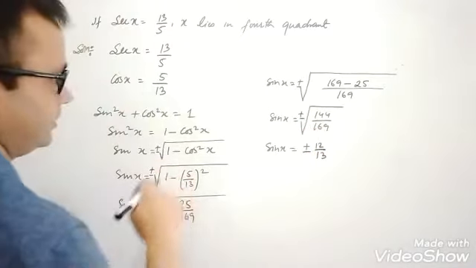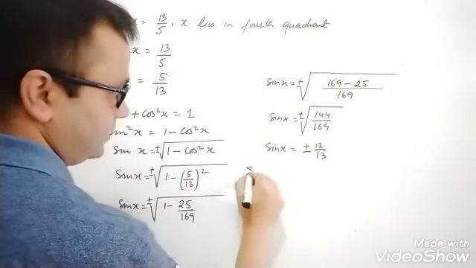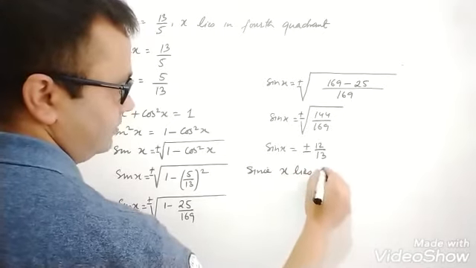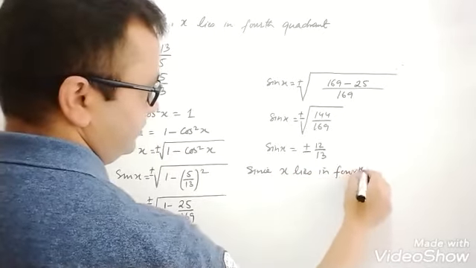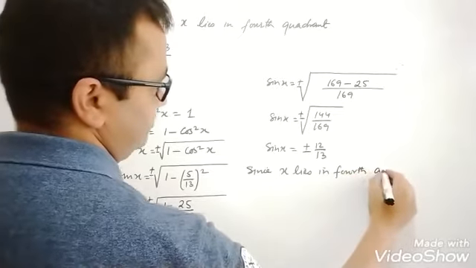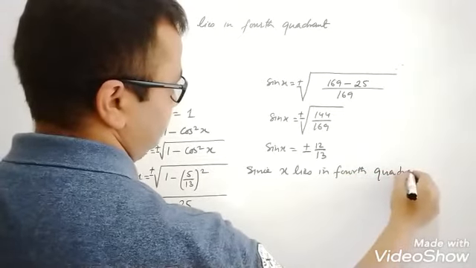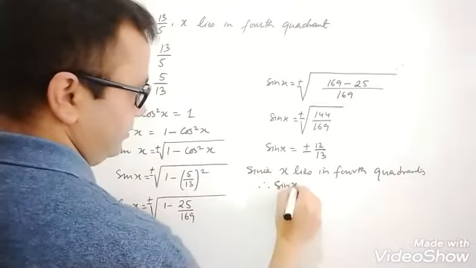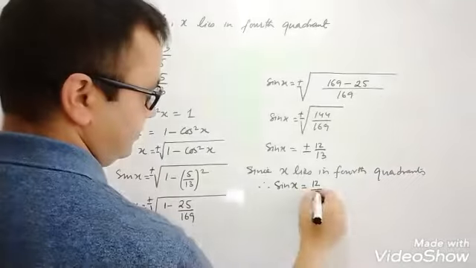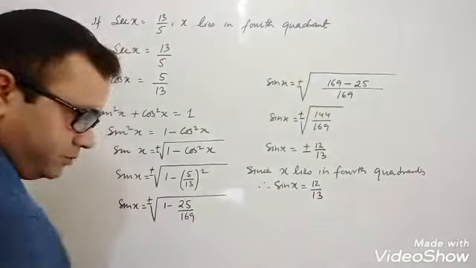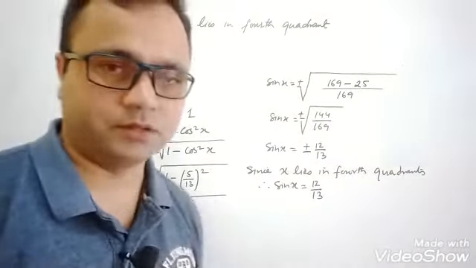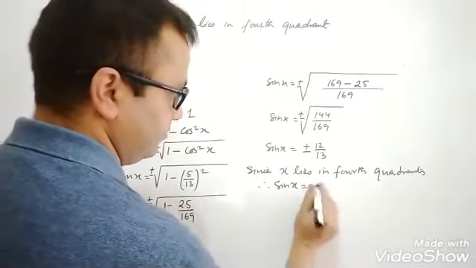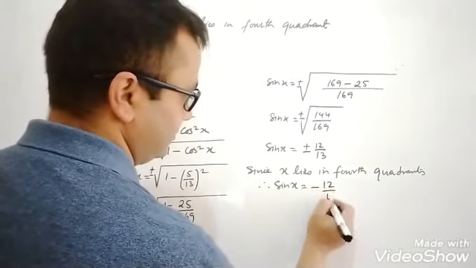Since x lies in the fourth quadrant, therefore sin x is negative. In the fourth quadrant sin x is negative. Only cos and sec are positive, the rest are negative in the fourth quadrant. So sin x is minus 12/13.